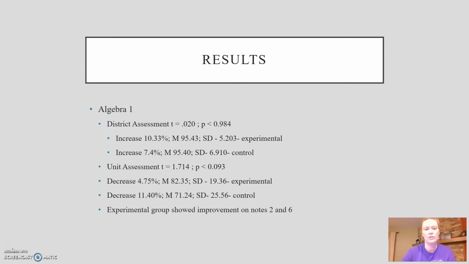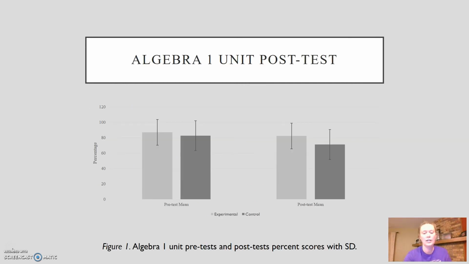Like the Algebra 1A students, the experimental group also improved on the notes, specifically notes 2 and 6. Their means for those were a 1.8 and a 2.2, and the control group on the same notes was a 0.6 and a 1.7. So the experimental group was growing as it was going on, and the control group had some growth, but nothing above a 2.0. Here is a chart of the unit pre-test and post-test. Unfortunately, we did have a decrease, but not a huge decrease, but it is shown here.